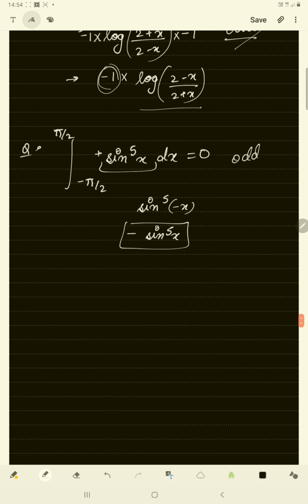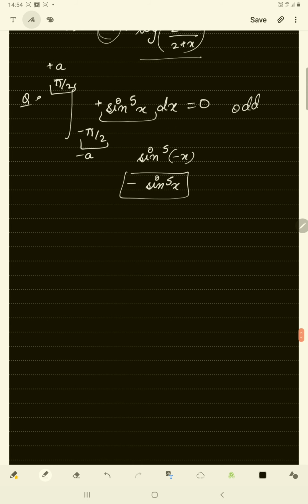and we can just directly write it as 0. But the thing that you need to remember is that the limit should be from minus a to plus a only. So both the limits should be similar, just a minus sign should be multiplied with the lower limit. So this is what you need to remember to put it as directly equal to 0.